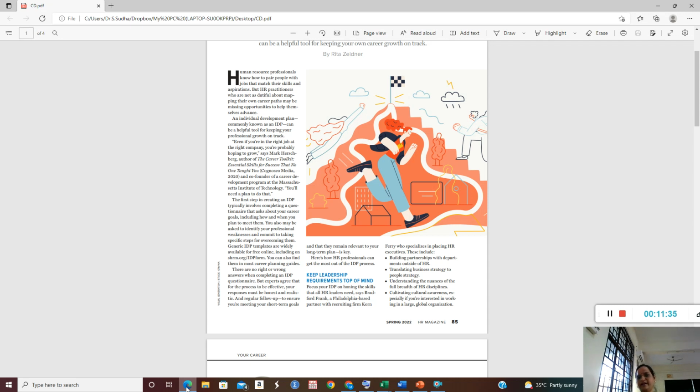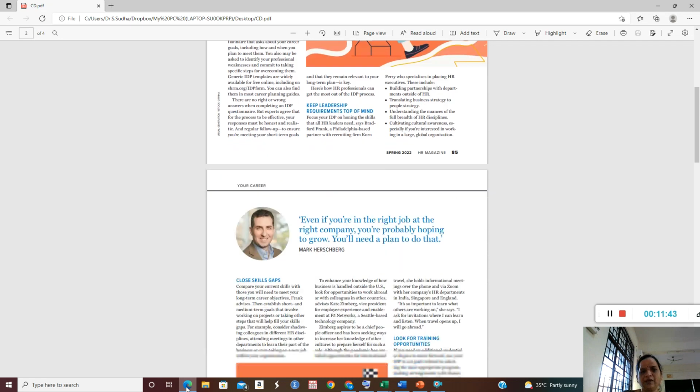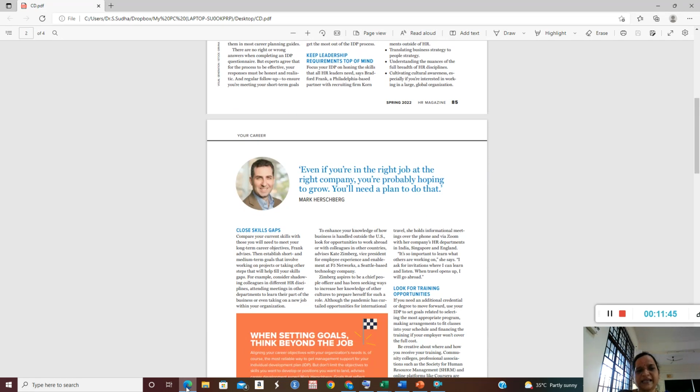So this is an article which is very recent, published in the year 2022 in the HR magazine. And the skill gaps: compare your current skills with what you will need to meet your long term career objective. You need to match up your skills and see where the gaps are, where you lack, and what the requirements are that are expected. So establish short term and medium term goals that involve working on projects or taking other steps that will help you fill your skills.